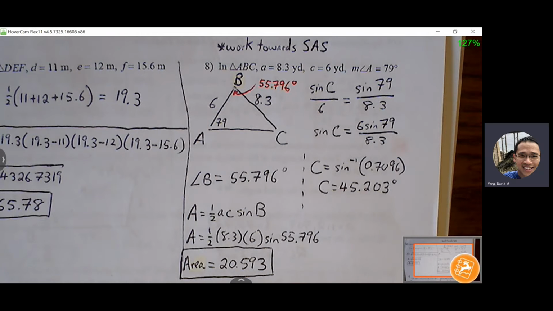So I guess for number 8, you could work your way down to finding all 3 sides and then do the formula for side, side, side. But I feel like getting the side angle side maybe is a little bit faster. But as long as you gather information, get the right answer, and show your work, it doesn't really matter.